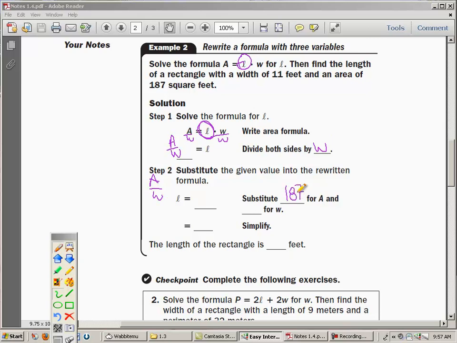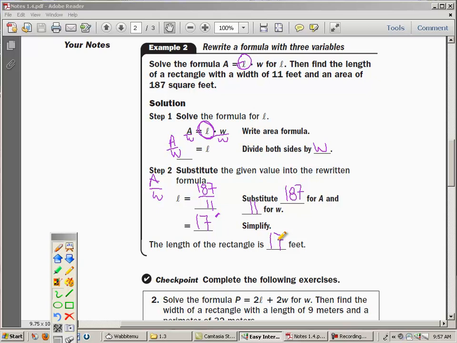187 square feet for the area, and we're going to substitute in 11 feet for the width. And so this becomes 187 divided by 11. 187 divided by 11 comes out to, conveniently, exactly 17 feet. All right, and so the length of the rectangle has to be 17 feet.